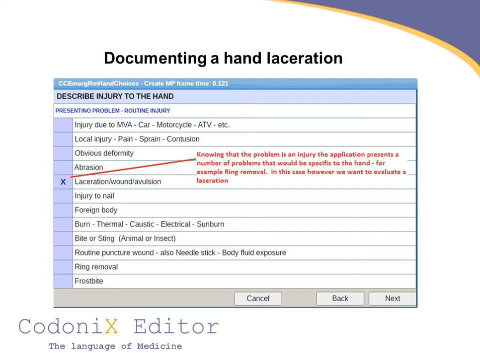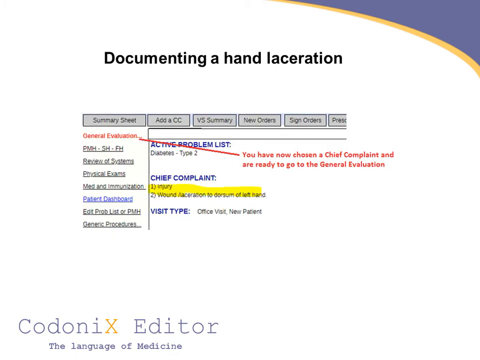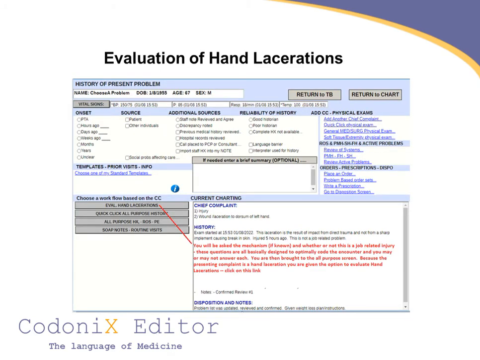Knowing that the problem is an injury, the application presents a number of problems that could be specific for the hand. For example, ring removal. In this case, however, we want to evaluate a laceration. You have now chosen a chief complaint and are ready to go to the general evaluation. You will be asked the mechanism, if known, and whether or not this is a job-related injury. These questions are all basically designed to optimally code the encounter, and you may or may not answer each of them. You are then brought to the all-purpose screen.